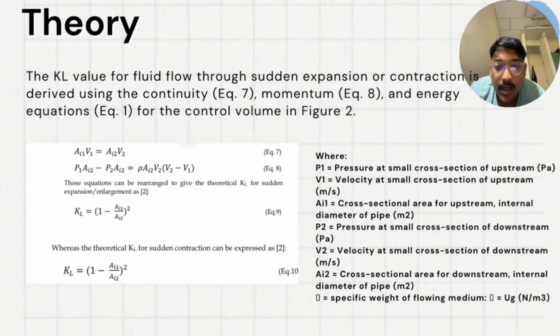Alright, next, the KL value for fluid flow through sudden expansion and contraction is derived using the continuity equation 7, momentum equation 8, and energy equation, equation 1, for the control volume in figure 2. So as you can see, not equation 1, equation 10. From equation 7 until equation 10, and the list of what is, for example P1, total pressure in the small cross section of upstream, in Pa.